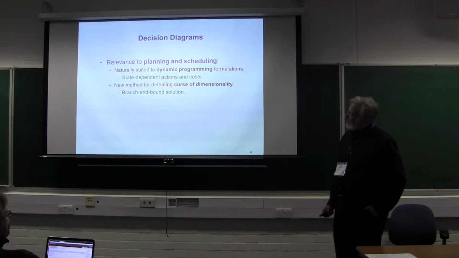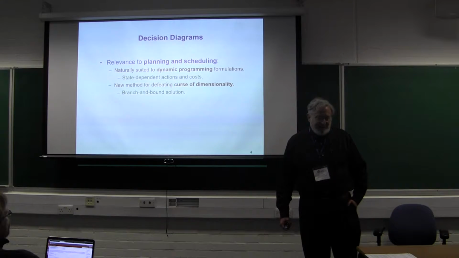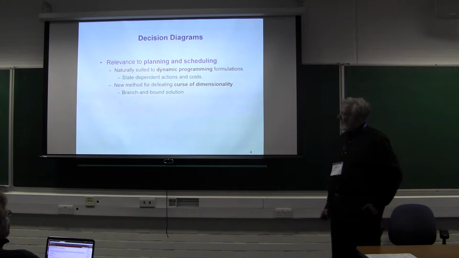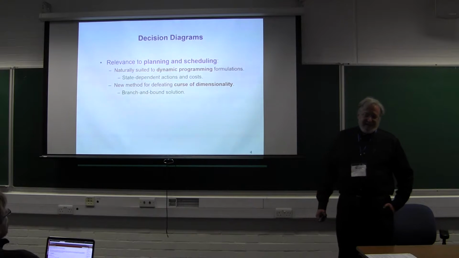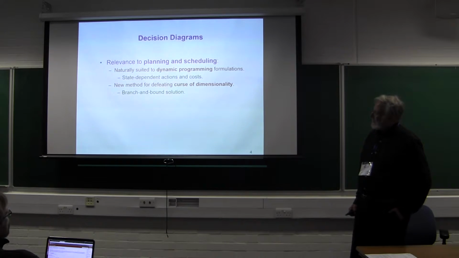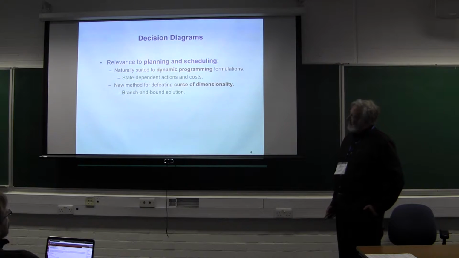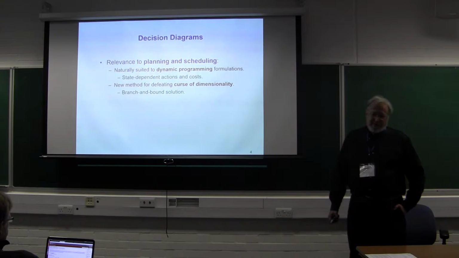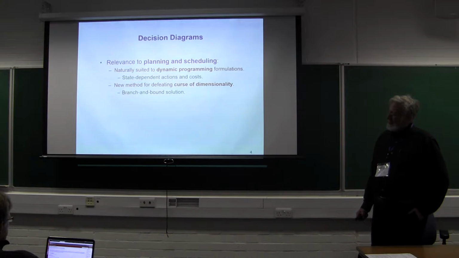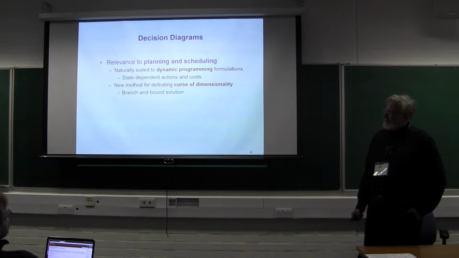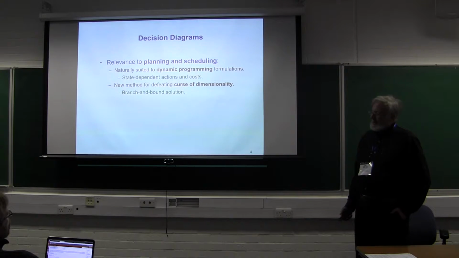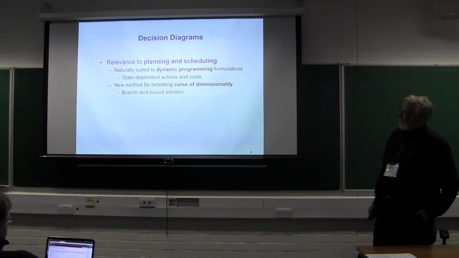It turns out that decision diagrams also provide an alternative strategy for defeating recursive dimensionality in dynamic programming. So this is the problem that arises when the state space grows exponentially. They solve the problem by branch and bound, somewhat analogous to integer programming solvers. So it's a different strategy for dealing with this task of searching the state space.